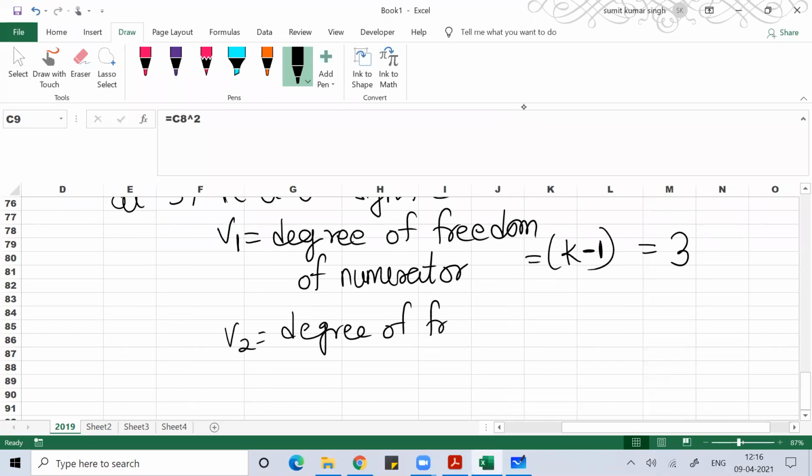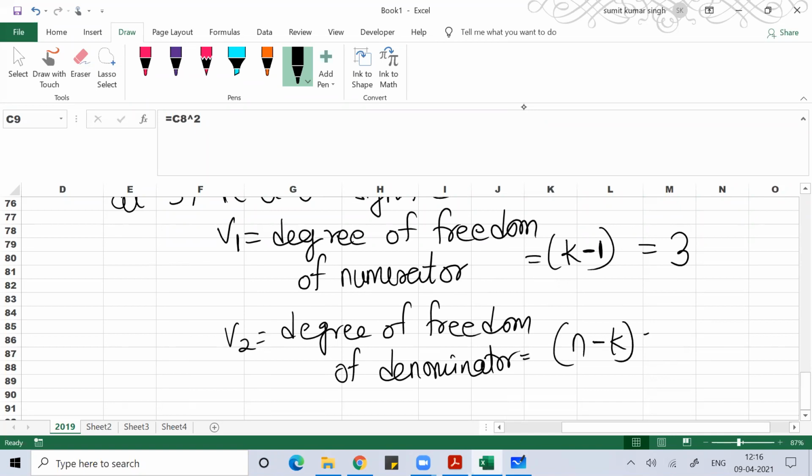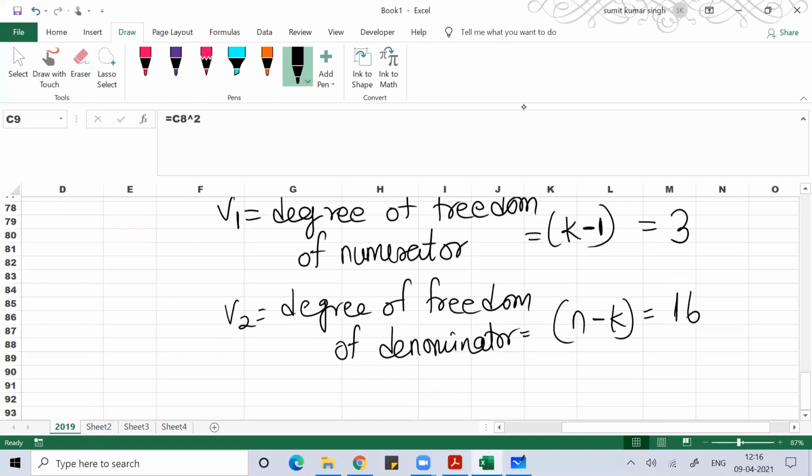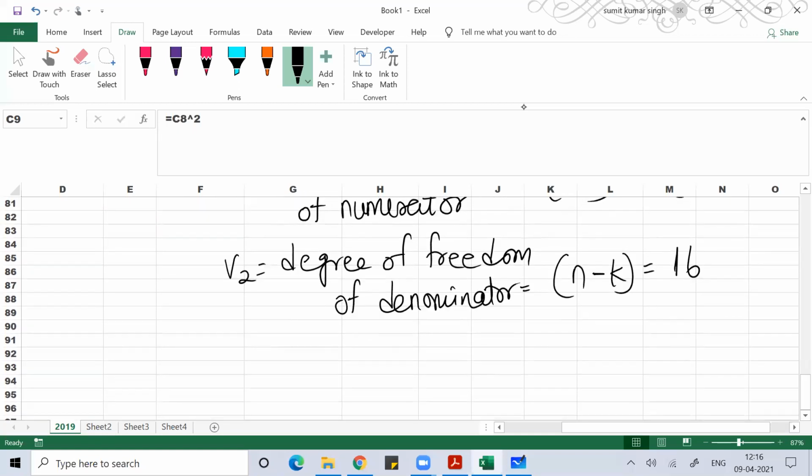The degrees of freedom of the denominator is total data minus k. That was 20, and 20 minus 4 is 16. So with the degrees of freedom of the numerator as 3 and the denominator as 16, at the 5% level of significance, I'll find the threshold value.